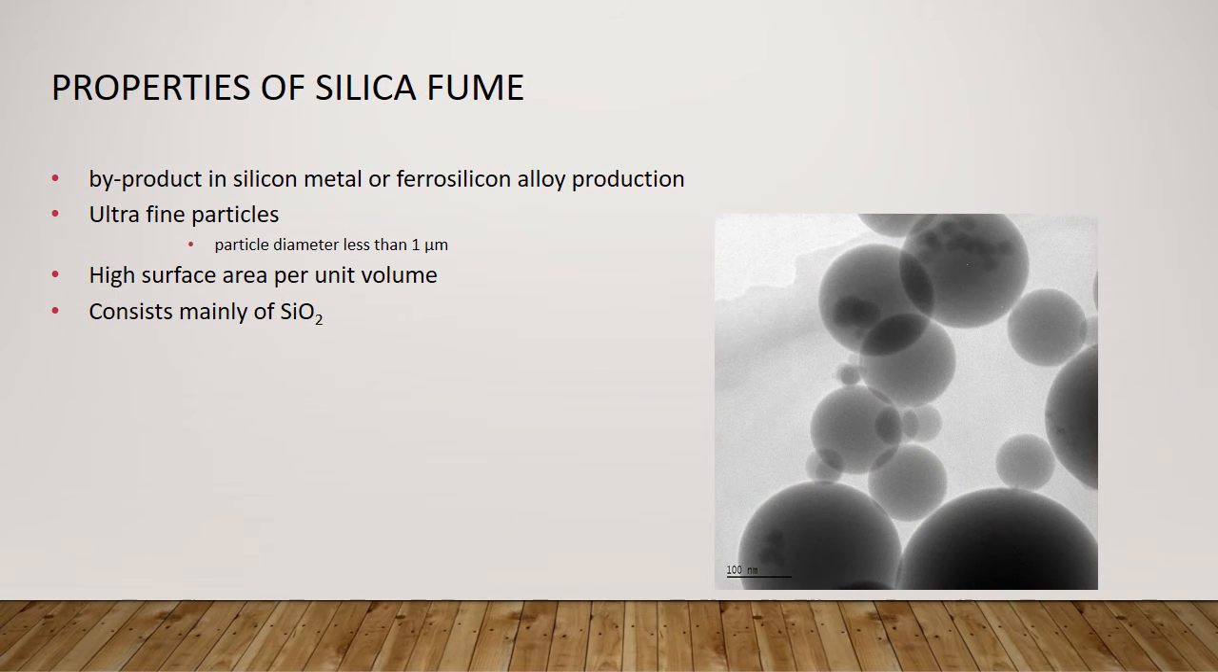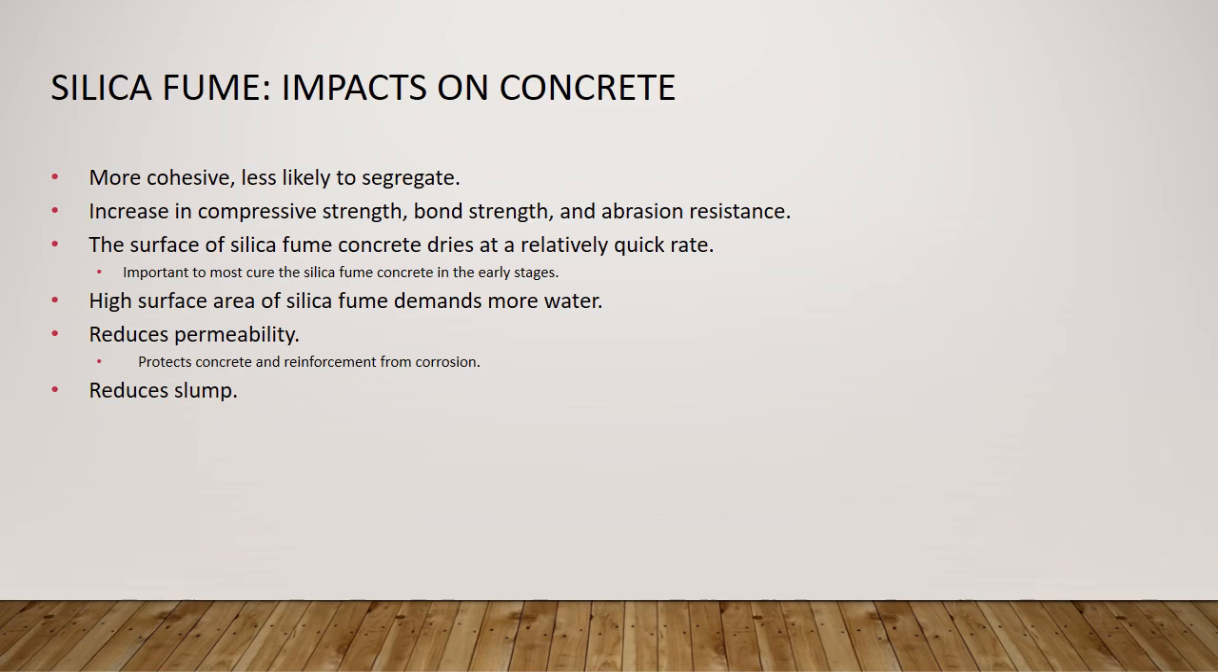Silica fume, also known as microsilica, is a byproduct in silicon metal or ferrosilicon alloy production. This admixture has been used to enhance material properties and partially replace Portland cement for over 30 years. Silica fume consists of very fine particles, nearly all of which are finer than 1 micrometer.